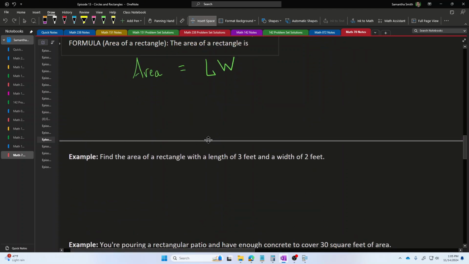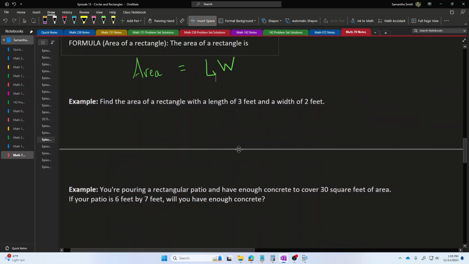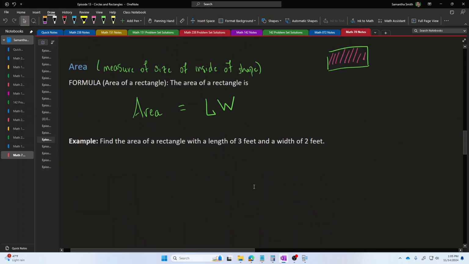So for example, somebody says, I'm thinking about a rectangle with a length of 3 feet and a width of 2 feet. What would the area of the rectangle be? The area can be found just by taking the length, 3 feet, and multiplying it by the width, 2 feet. 3 times 2 gives me 6, so 6 would be the area of this rectangle.